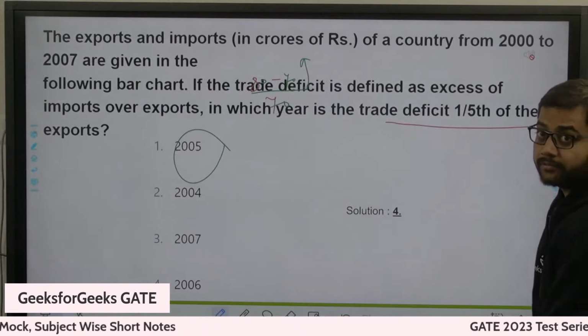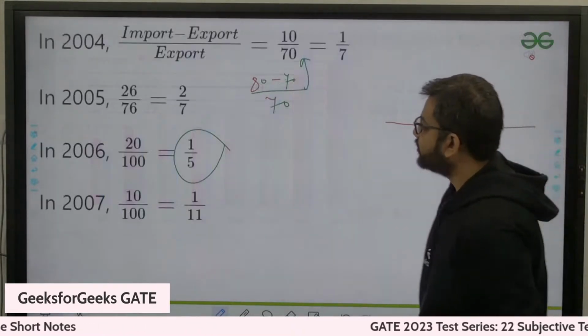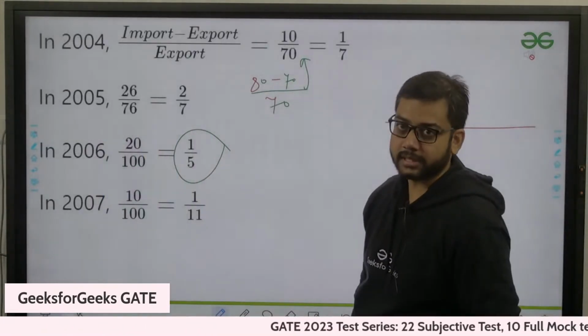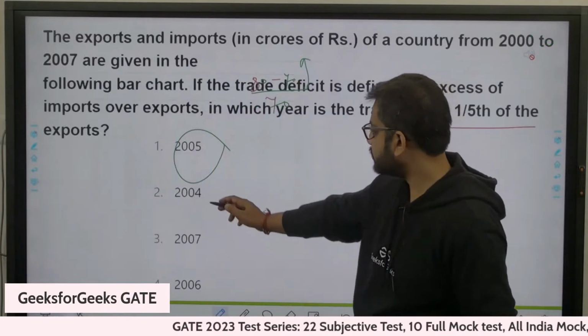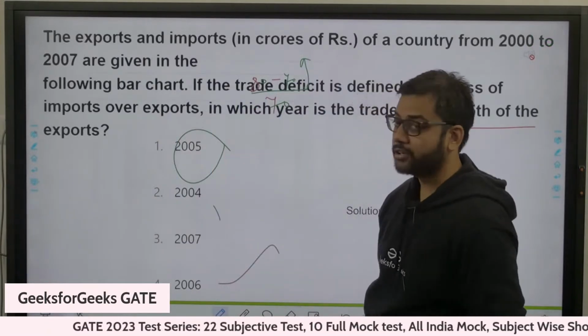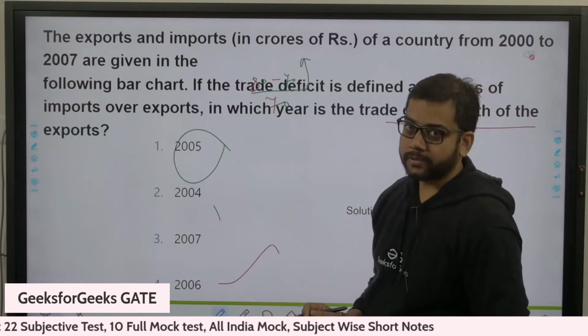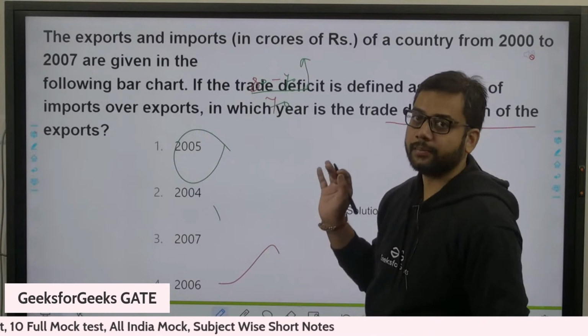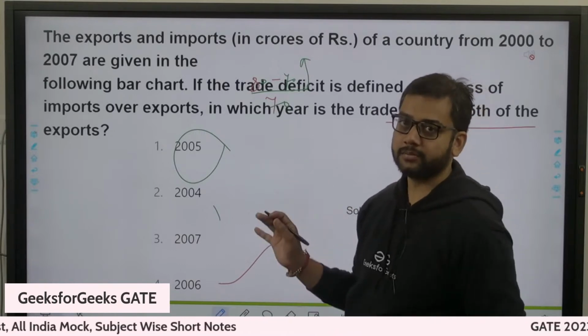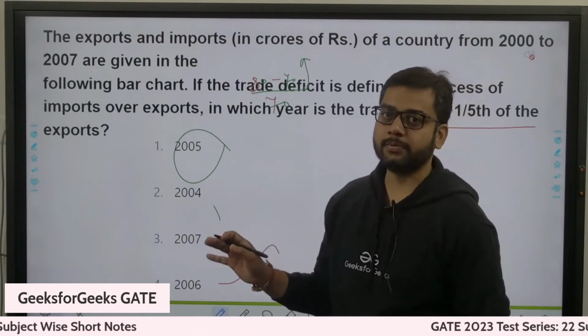1/5 is only coming in 2006. So our final answer is 2006. Our option number 4 is correct. There is no specific export or import formula I have included. It's just a basic percentage formula. I just put the information.